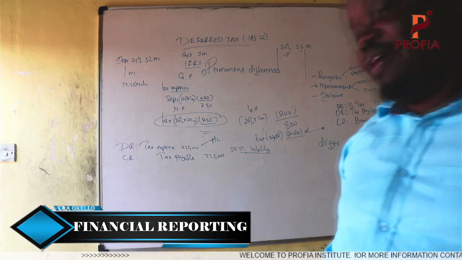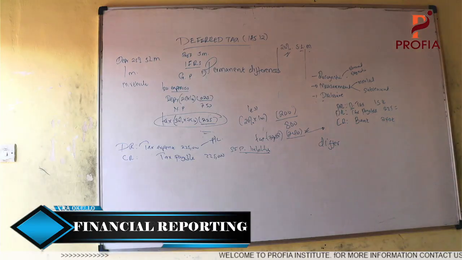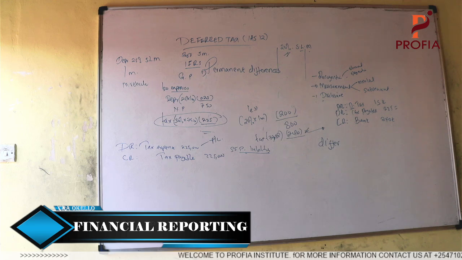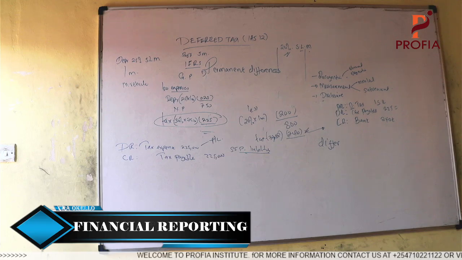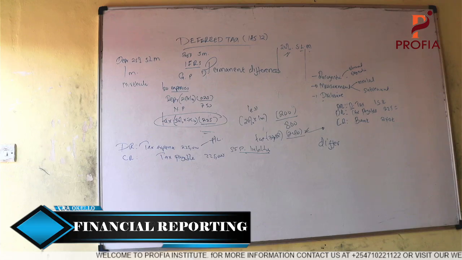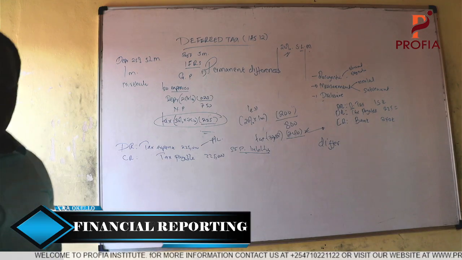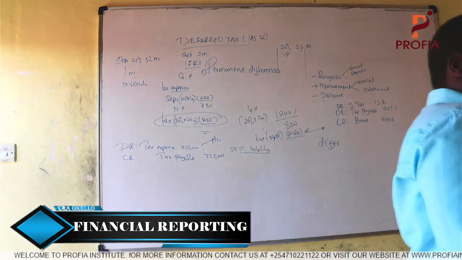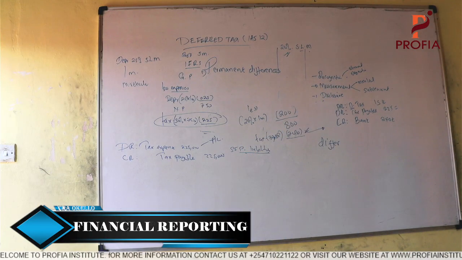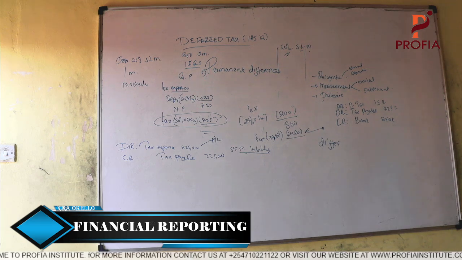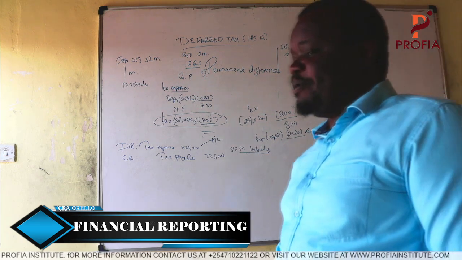Or from the other, and not the other. E.g., fines and penalties, donations to charitable organizations, and 3, profit or loss on disposal of PPE.